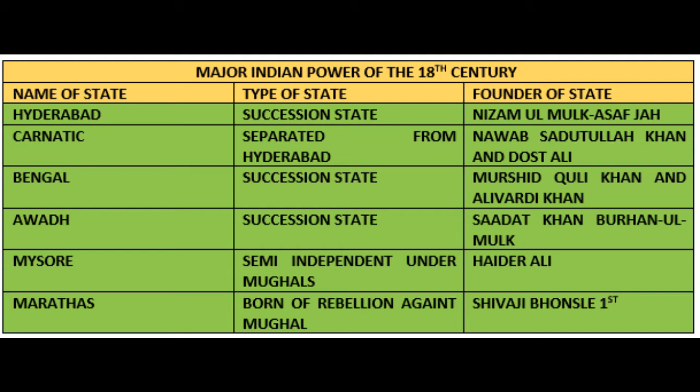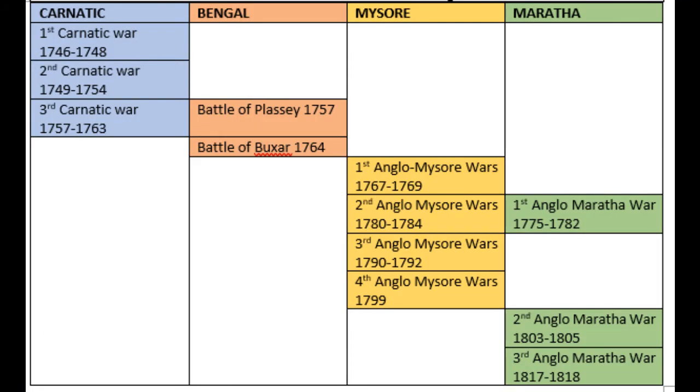Hyderabad. Just like Hyderabad, the deputy governor of Carnatic, known as the Nawab of Carnatic, declared themselves independent from the control of Hyderabad. Nawab Sadatullah Khan named his nephew Dost Ali as his successor. The repeated struggle for Nawabship after 1740 provided opportunity for England and France to interfere in Indian politics.